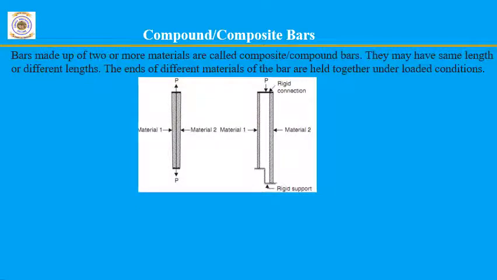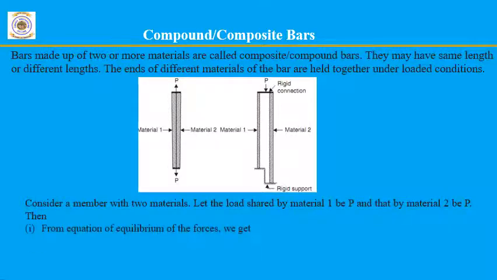In the first example we can see it is made up of two materials, material 1 and material 2, held together rigidly, making it a single material, and the load applied is also common, and these two materials have the same length. In the second case, material 1 and material 2 are of different length, but they are held together rigidly by the end supports, and the compressive load acting is common to the two elements. So in the composite bar we have to remember two things.